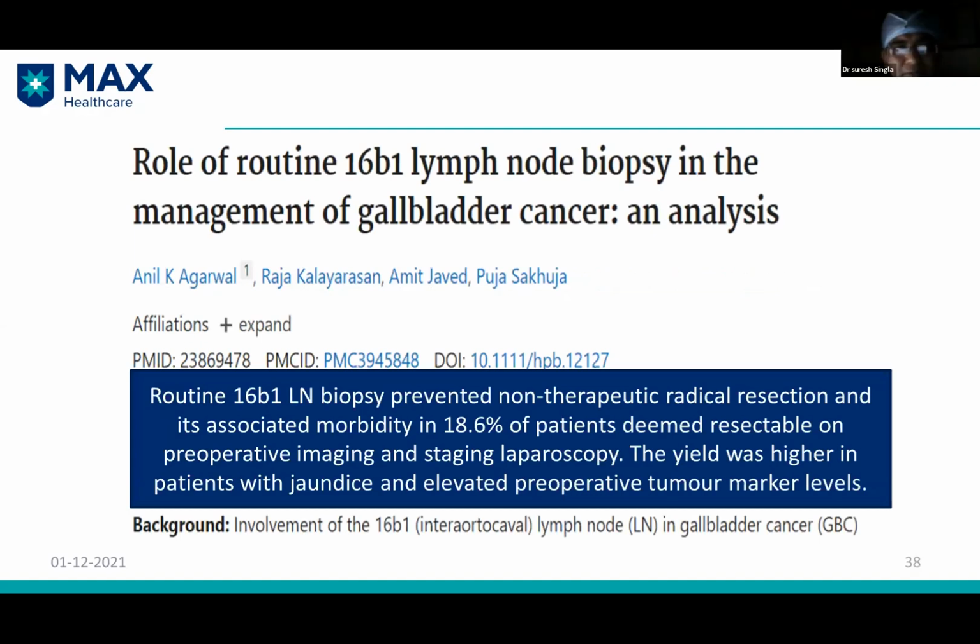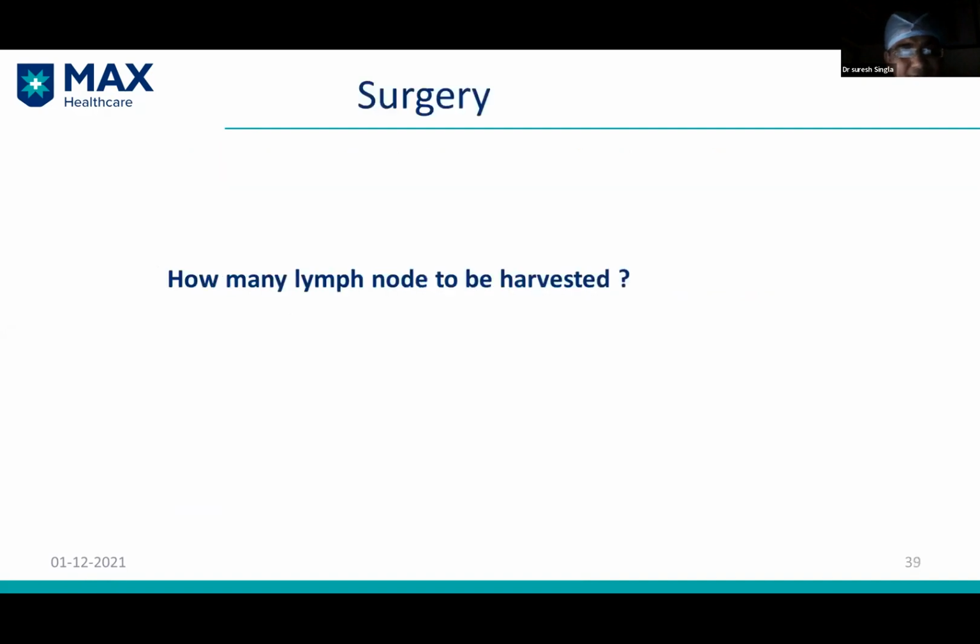So I'm just putting this paper again from Dr. Nikhil Agrawal, and I'm sure that doing the aortocaval lymph node sampling has really altered the management and decision making. So my next question to Dr. Rakesh: how many lymph nodes do you really think need to be harvested in case of GBC, and why?